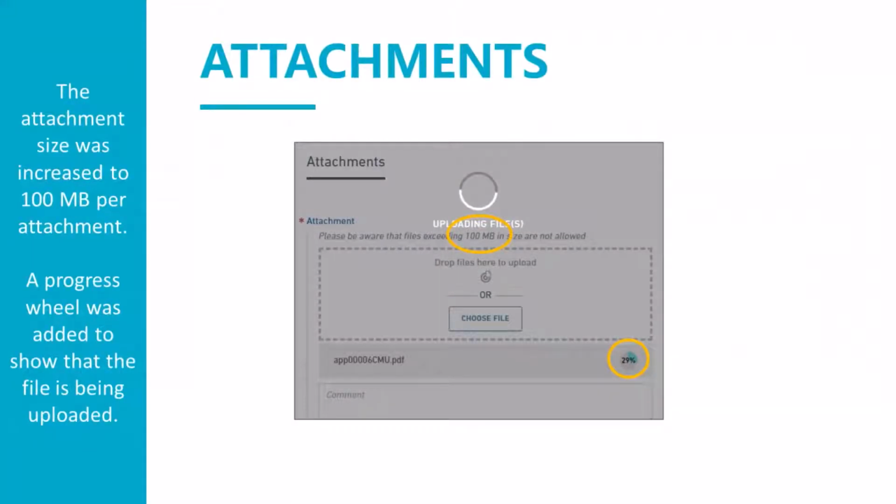The size limit for each attachment was increased to 100 megabytes. We have the ability to increase it to 500 megabytes per attachment, but we're going to see how well the 100 megabyte limit works for everyone. If you routinely have individual attachments that exceed 100 megabytes, please let me know. Since large files take a while to upload, a progress wheel was added so that you can see that your file is being uploaded.